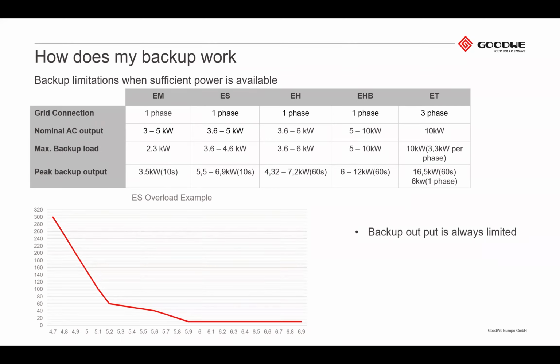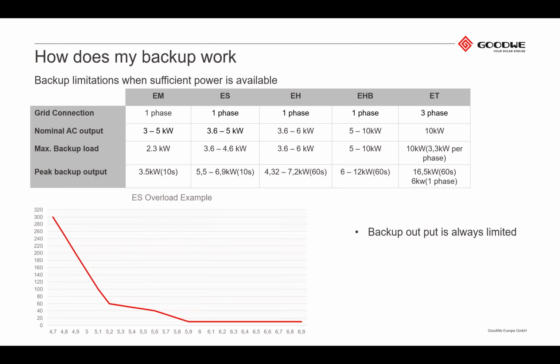So it's very quick. Then the ES, which is the device that's most common in South Africa at the moment, comes in a 3.6 and a 4.6 kilowatt. We call it a 3.6 and a 5 kilowatt, where 5 kilowatt is the nominal AC output of the inverter to the AC grid. The backup capacities are 3.6 and 4.6 respectively. The 3.6 can overload up to 5.5 kilowatts for 10 seconds, and the 4.6, 6.9 kilowatts for 10 seconds. I'll go into more detail on how these overloads work shortly.